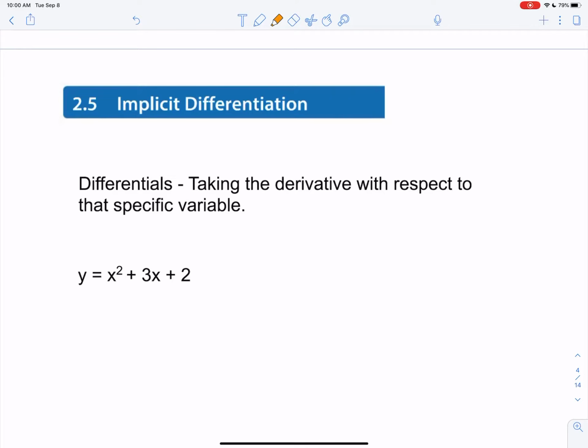So there's this concept of what we call differentials. Go ahead and write this down. A differential is basically when you take the derivative but with respect to that variable. Okay? This is what we call Leibniz notation. I hope I'm spelling this correctly. Leibniz notation. You guys are used to Lagrange notation.